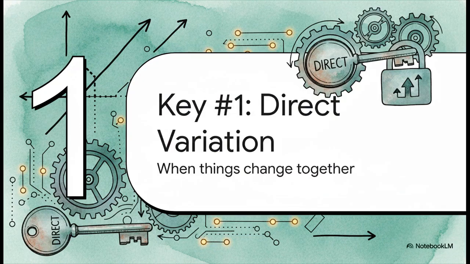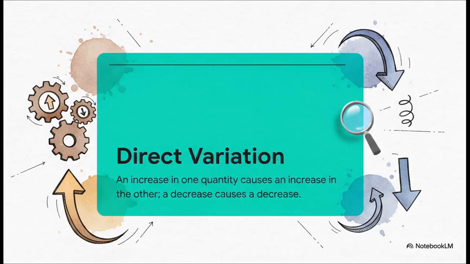Now, to crack this code, we're going to need two keys. So let's start with the first one, direct variation. This is the key that unlocks any situation where two things change in the exact same direction. The logic here is really simple. When one thing increases, the other one increases right along with it. And if one of them decreases, its partner does the exact same thing. They're just perfectly locked in step.